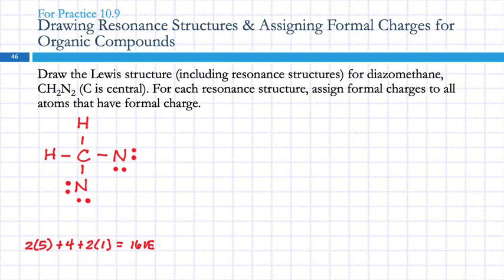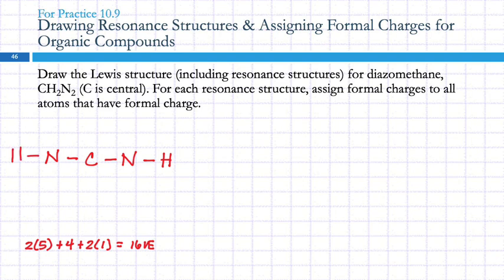So let's try again. So the carbon's in the middle. Let's try putting the nitrogens and the hydrogens on the nitrogens. So 2, 4, 6, 8, 10, 12, 14, 16. Again, we run out.